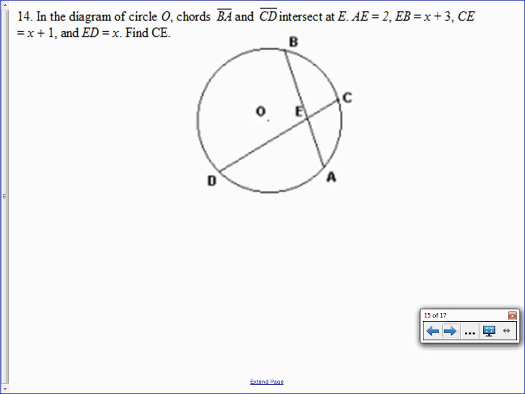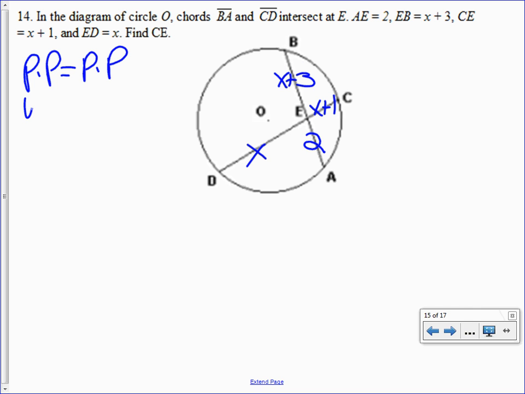AE is 2, EB is x plus 3, CE is x plus 1, and ED is x. We're dealing with segments. You have 2 segment rules. You have PP and you have WE. There's nothing exterior here, so I'm not using WE, I'm using PP. So the 2 parts of CD are x and x plus 1.